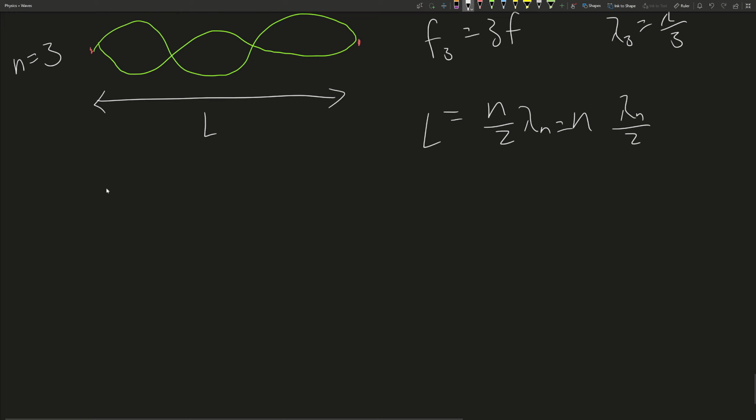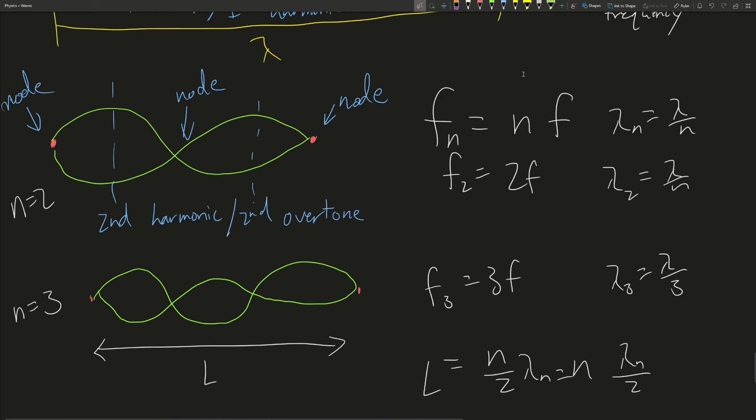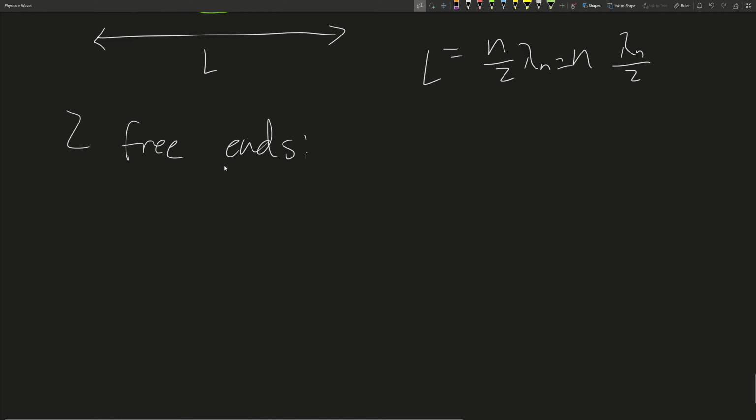Now let's consider the case where you have two free ends. So this is like a tube where both ends are open. And this is basically the opposite of the string, except you have nodes instead of antinodes. So if you have two free ends, that basically means that you have to have two antinodes at the ends because the ends have to be vibrating. So you have two antinodes.